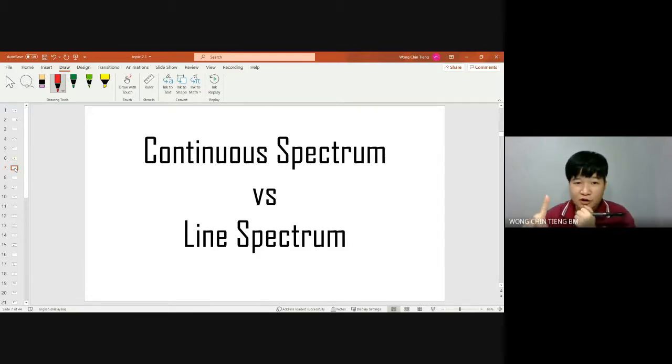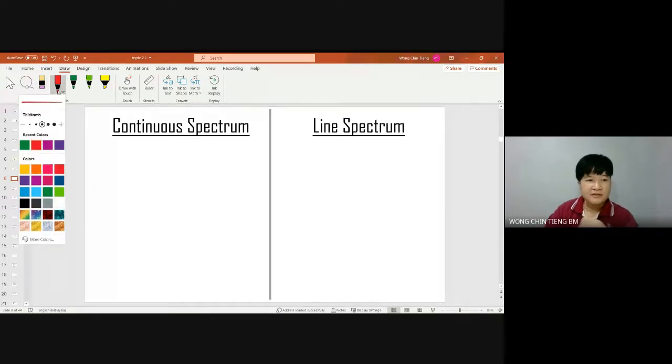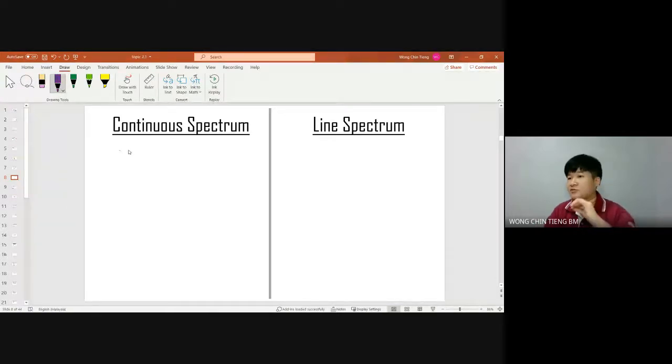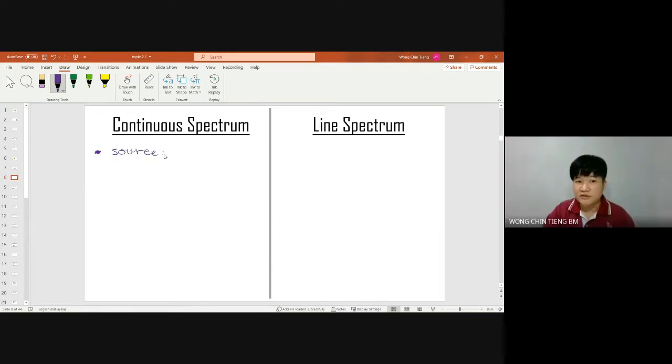Okay. So, continuous spectrum and line spectrum, first and foremost, can I have the differences? Okay. What is the differences between continuous spectrum and line spectrum? First one. Siapa saya tak panggil lagi? Continuous spectrum is white light and sunlight. Line spectrum is light emitted from a gas discharge. Alright, the source is different.